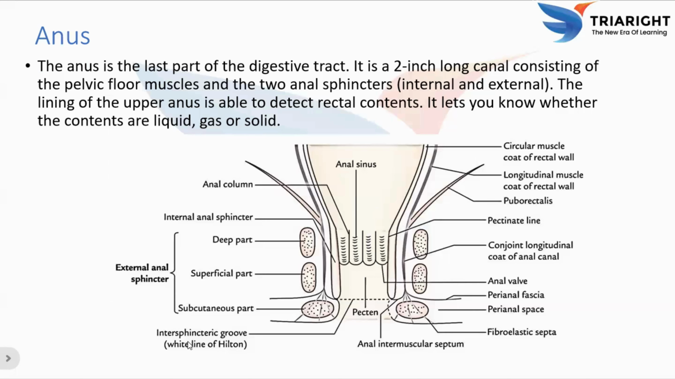So when you are consciously ready to pass the stool, the external anal sphincter activates and passes the stool from your body. And then the lining of the upper anus has special sensors that can detect whether the contents are gas, liquid or solid. This helps your body decide how to respond. And the pelvic floor muscles also play an important role. They create an angle between the rectum and the anus, which helps keep stool inside until the right time to go to the toilet.